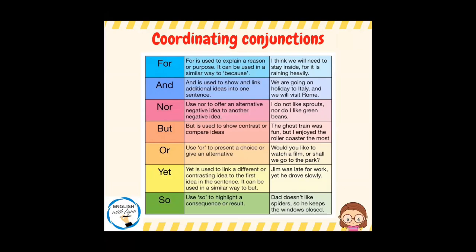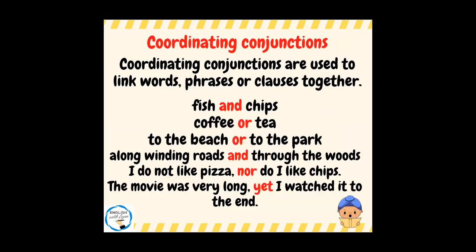Now, when we speak about the coordinating conjunctions, they can be used in several different ways. They can either link words together. So the example on the screen here, fish and chips, that is linking. You can have both of them. But the example underneath it, coffee or tea, you have to decide, do you want the coffee or do you want tea? You can't have both of them. So that is how it is used to link words together.